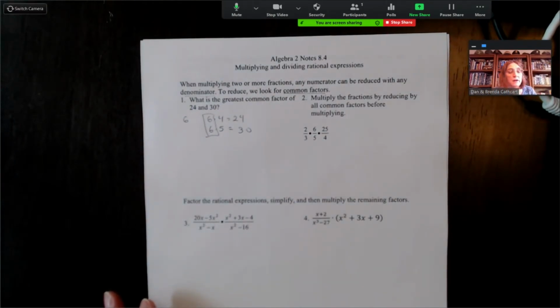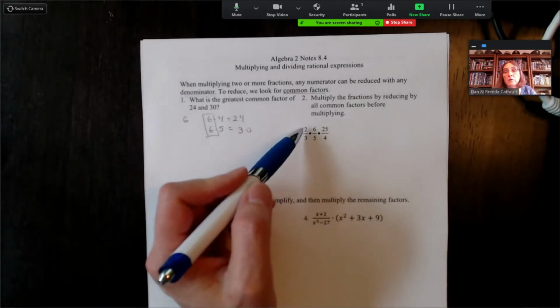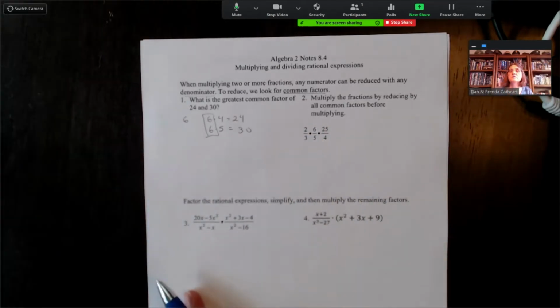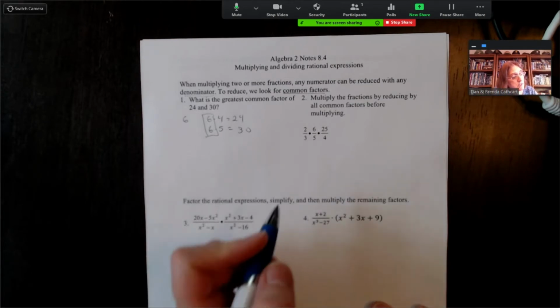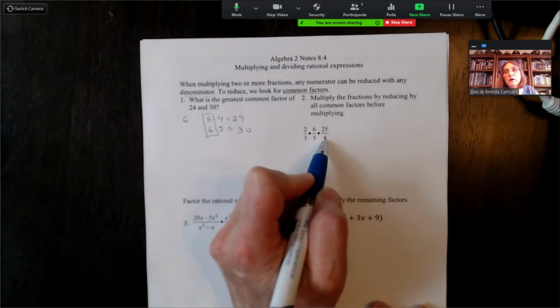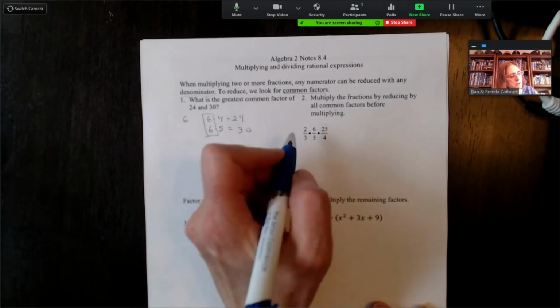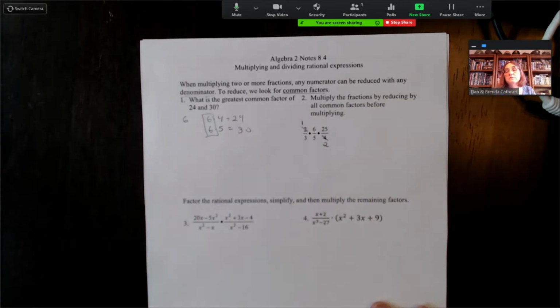Now, when we multiply fractions, we can actually reduce all the common factors before we actually multiply. For instance, if we had the rational expression 2/3 times 6/5 times 25/4, and we want to multiply that, the first thing that we could do is reduce common factors. For instance, I know that 2 and 4 have a common factor of 2, so I can reduce these two factors by 2. 2 divided by 2 is 1, and 4 divided by 2 is 2.